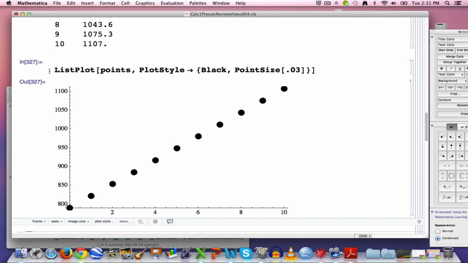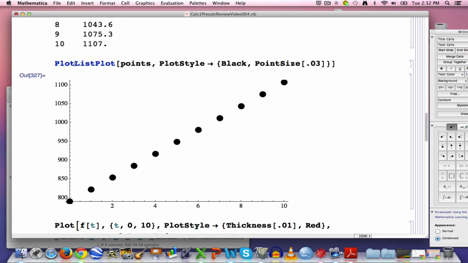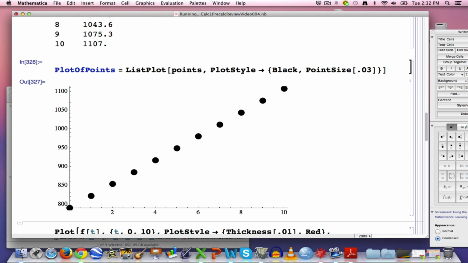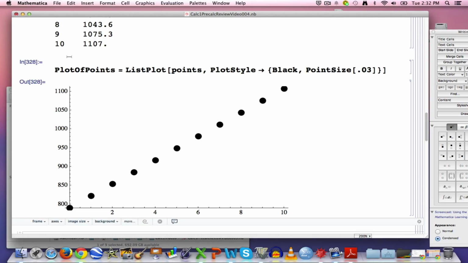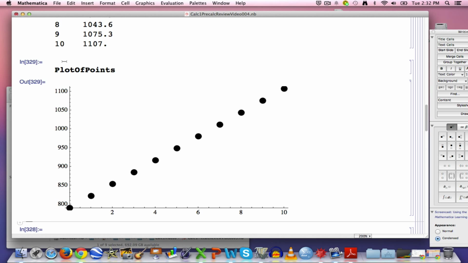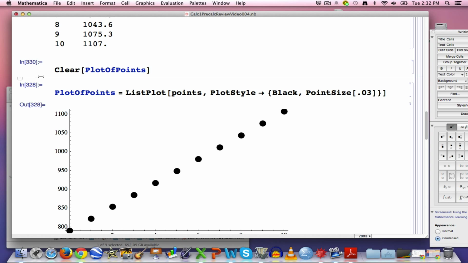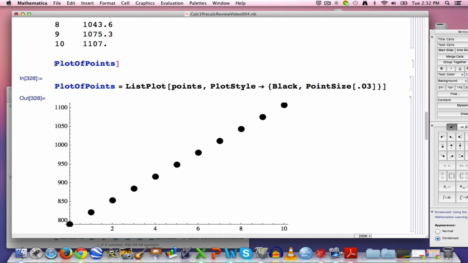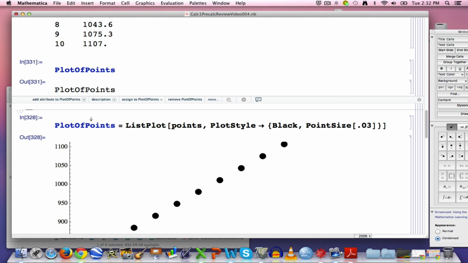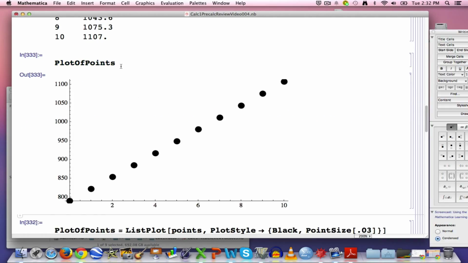I can name this plot. I can call it plotOfPoints, if I spell it right here. Now that graph is stored in the variable plotOfPoints, and if I enter that, I get the plot back. I can clear it out, and now if I enter it, I get nothing. I just get the name back. I can re-enter it and enter plotOfPoints and see the graph again.